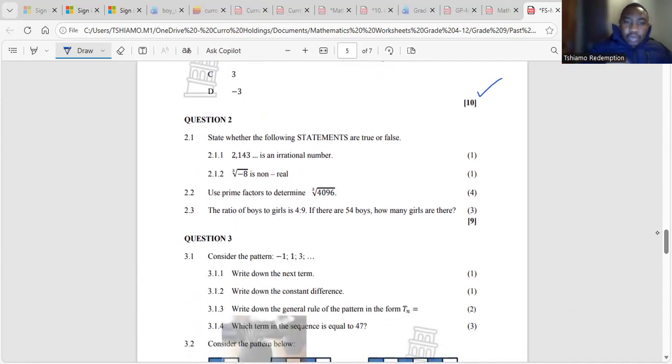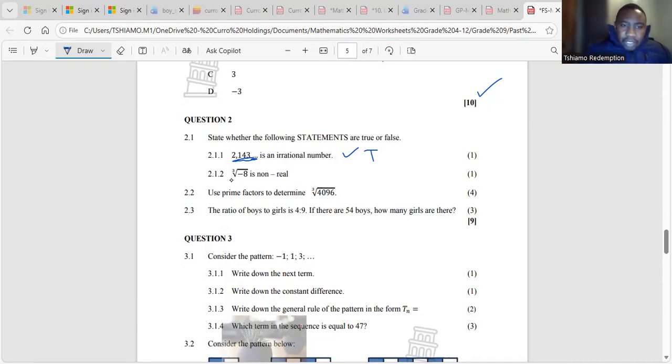Okay, let's go to this question. State whether the following statements are true or false. 2.4143... going on like this shows that the numbers are still going on. It's an irrational number, so true. That will be true because the numbers are still going on, and obviously we haven't seen a pattern yet.